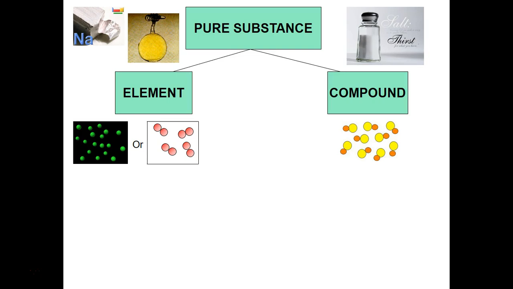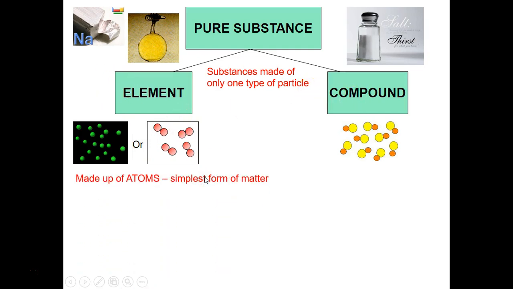All right, so let's first talk about pure substances. A pure substance is defined as a substance made of only one type of particle. All right, and pure substances, again, can be either elements or compounds. So let's go ahead and talk about elements. Elements are made up of atoms. They're the simplest form of matter.